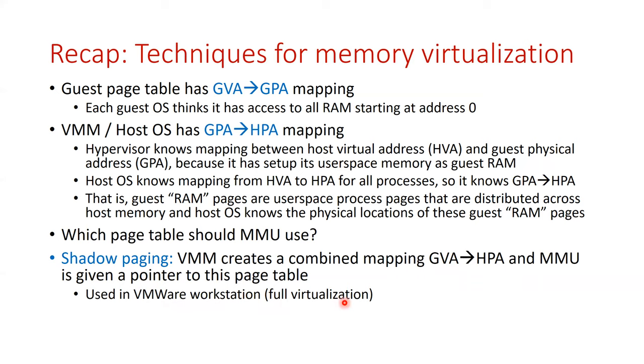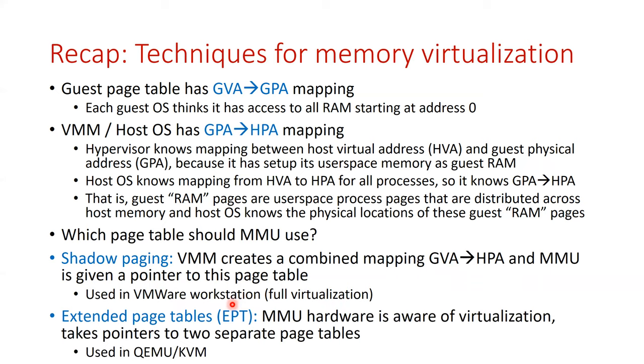Another technique is to simply make the MMU hardware aware of virtualization and give it two pointers, this page table and this page table. You give two different pointers and let the MMU combine them to create a combined mapping on every address translation. This is what is used when hardware support is available. This requires the MMU to be aware of virtualization. Whenever hardware support is available, typically VMX mode also comes with EPT support, and the KVM hypervisor uses this technique whenever EPT support is available. So any hypervisor can use either of these two techniques based on what support is available from the underlying hardware.